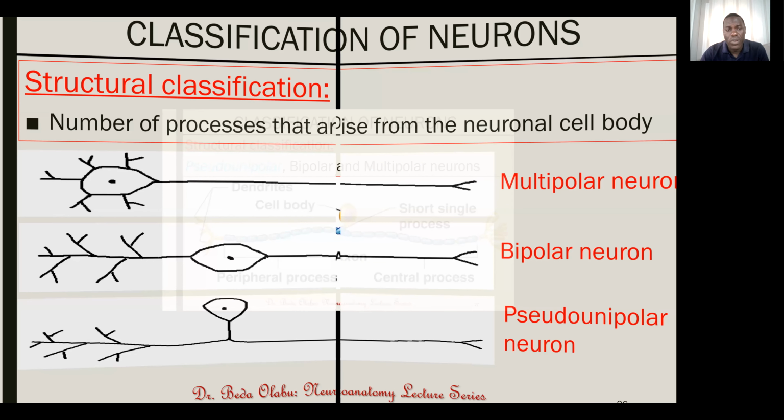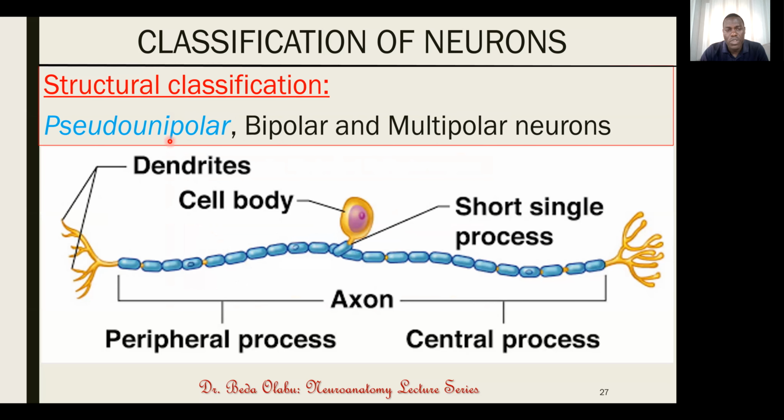We clarified where they were found. Pseudo-unipolar neurons are primary, or what we call first-order sensory neurons. Pseudo-unipolar neurons are first-order sensory neurons for receptors of general sensations.